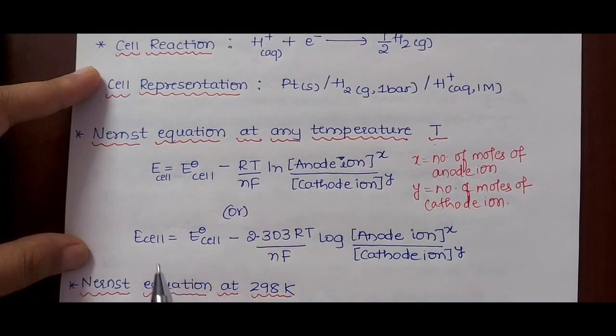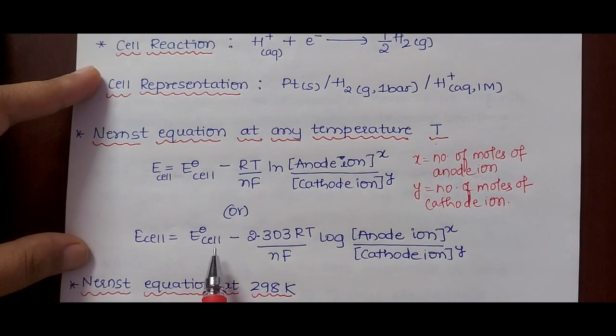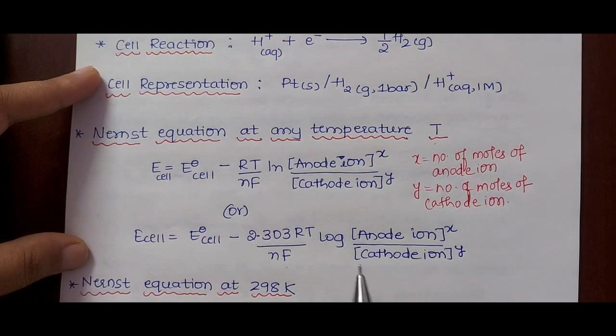Or it is also given as E cell equal to E naught cell minus 2.303 RT divided by nF log of anode ion to the power x divided by cathode ion to the power y.